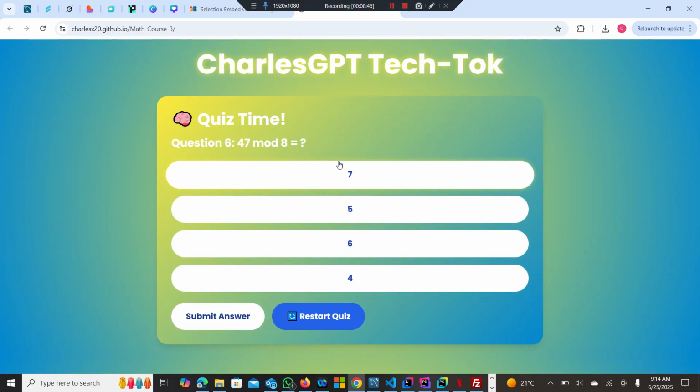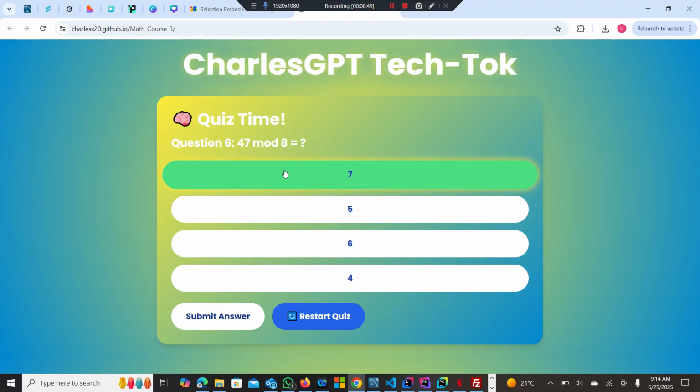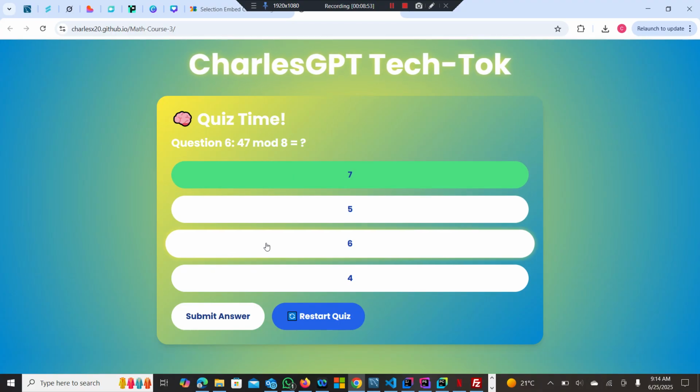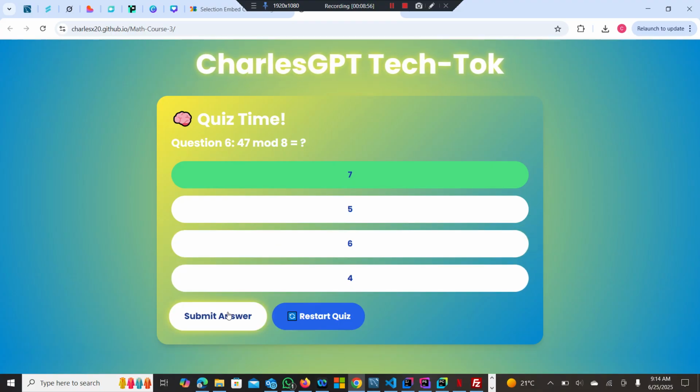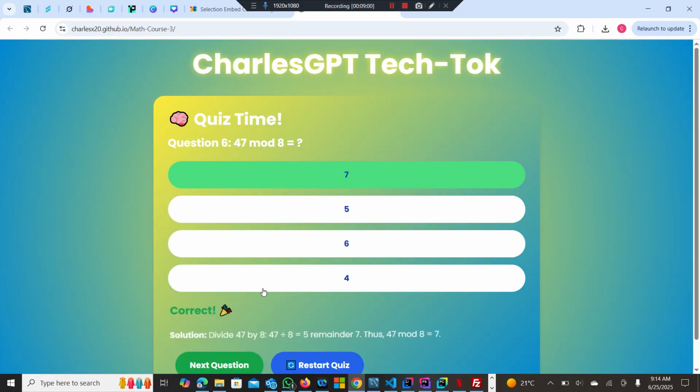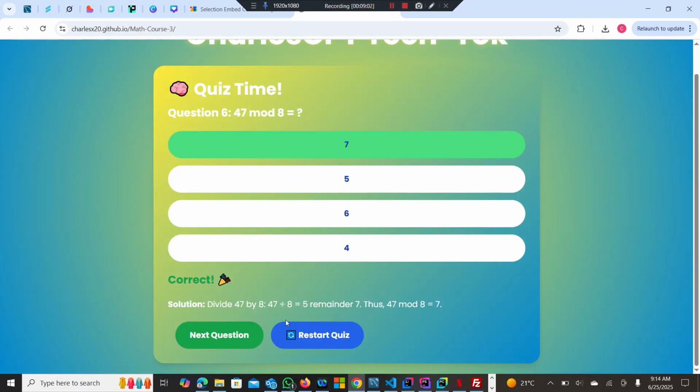So the next question, this one would be 7, because 47 divided by 8 is 5 remainder 7. So the remainder is 7. So the answer is 7, because that's how modulus works. It just gets only the remainder from the question. So next, it gives you the answer and the solution. You see a brief but detailed solution. That's how I just tried to make you guys understand more on this modulus arithmetic for computing.